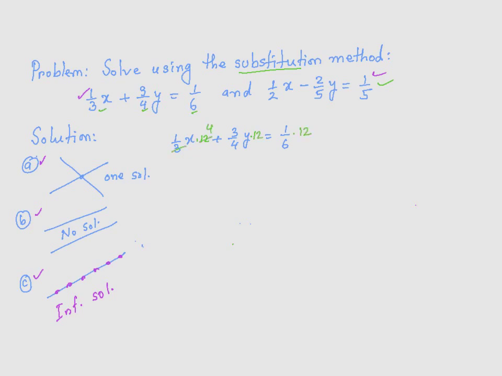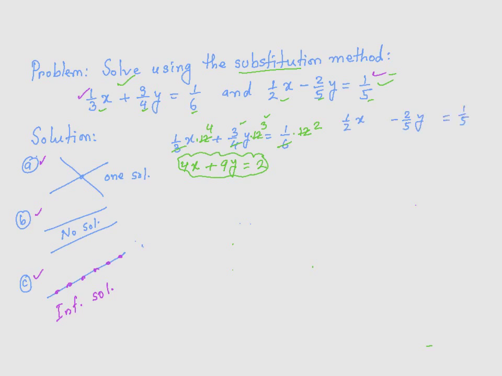3 goes into 12 4 times, that gives me 4x, plus 4 goes into 12 3 times, then 3 times 3 is 9, 9y is equal to 6 goes into 12 twice, that's 2. So that is the equivalent equation of this one. Now let's do the same thing for the other one. So LCD here is 10: 2, 5, 5, 10. So 1/2 x minus 2/5 y is equal to 1/5.